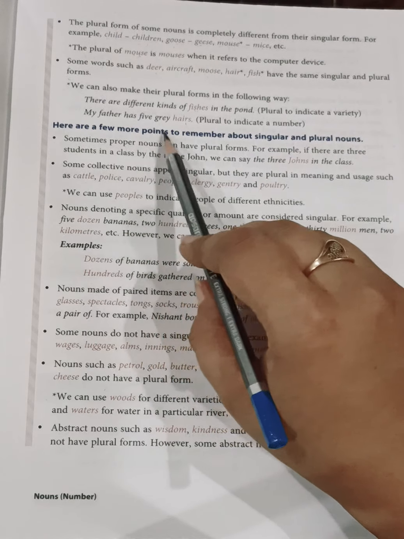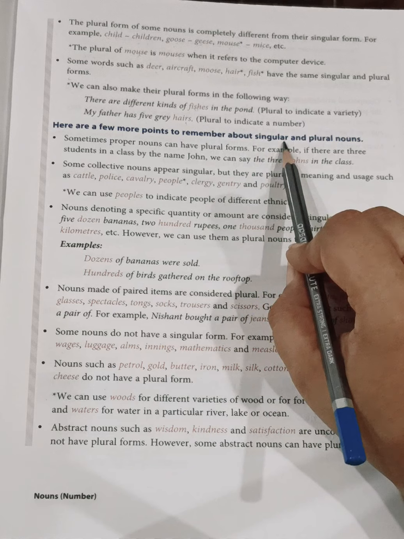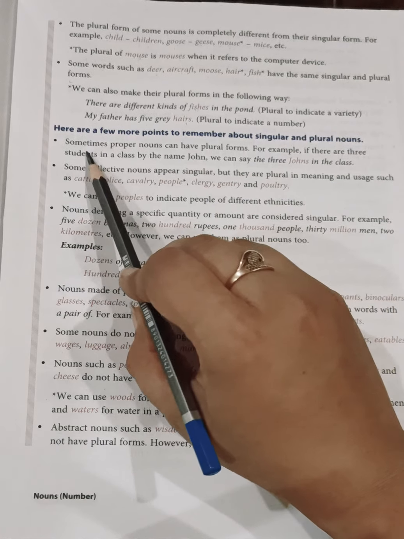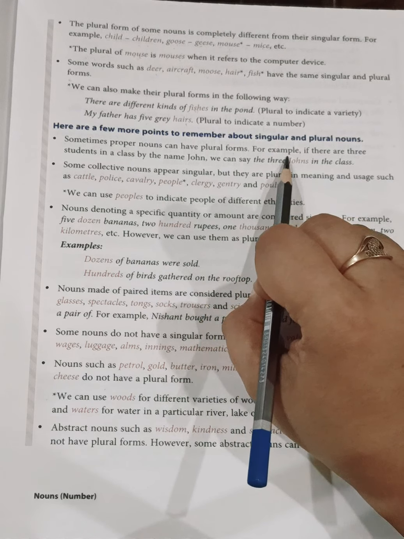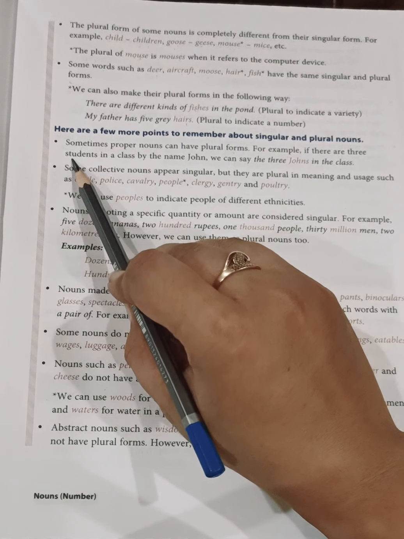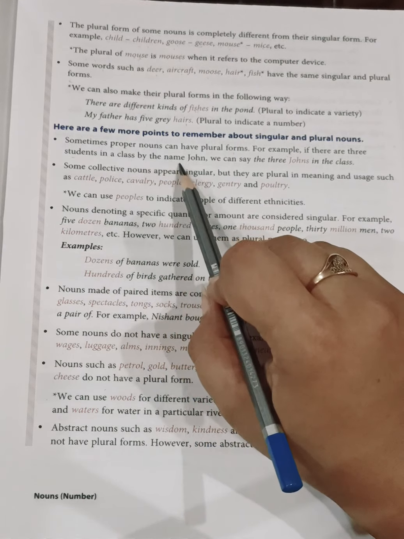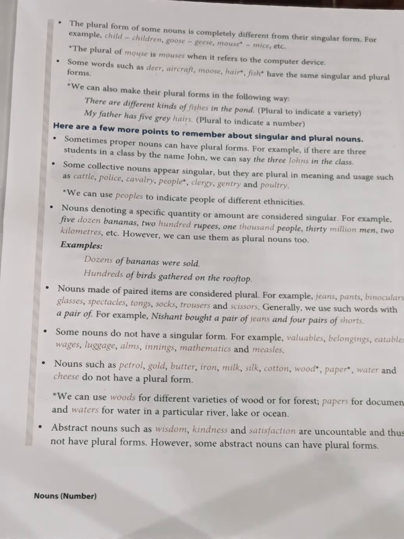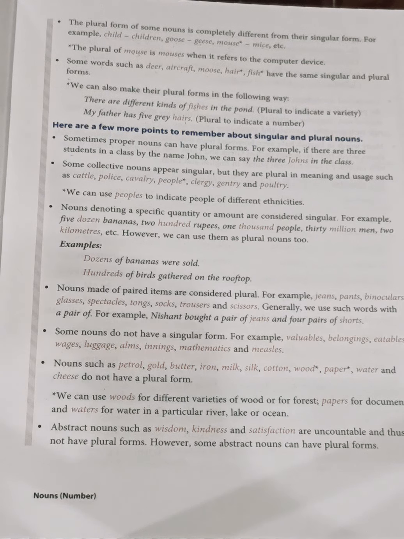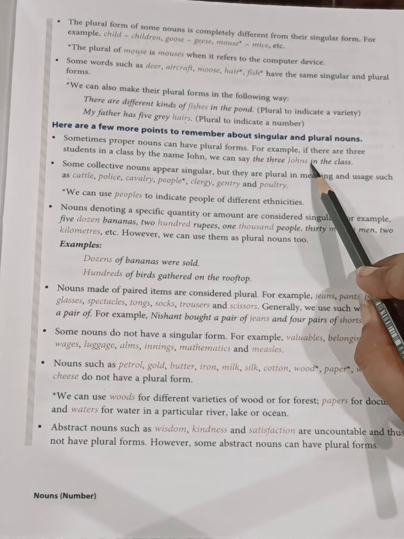Here are few more points to remember about singular and plural nouns. Sometimes proper nouns can have plural forms. For example, if there are 3 students in a class by the name John, we can say 3 Johns. Now see, John is a proper noun, right? So if in one class there are 3 boys whose name is John, we can say 3 Johns.